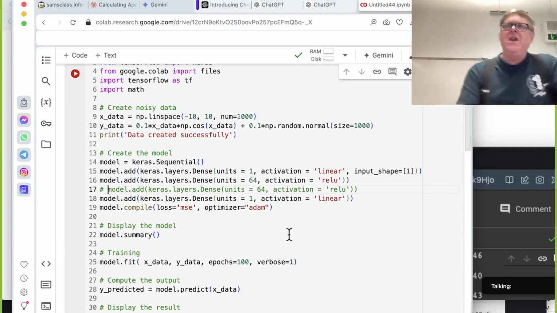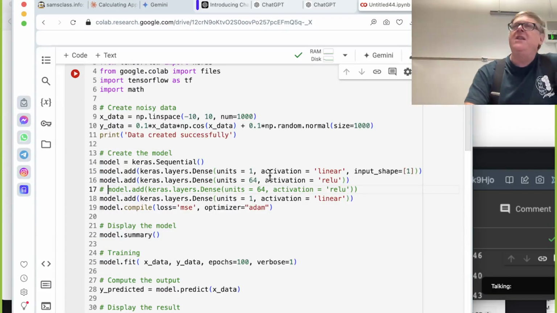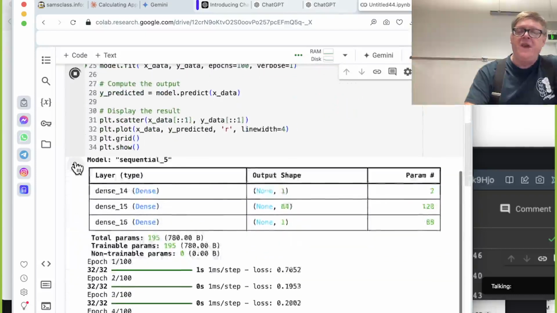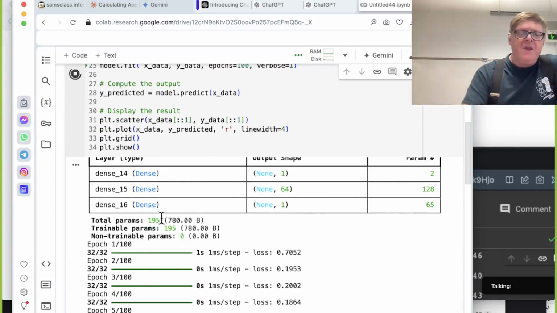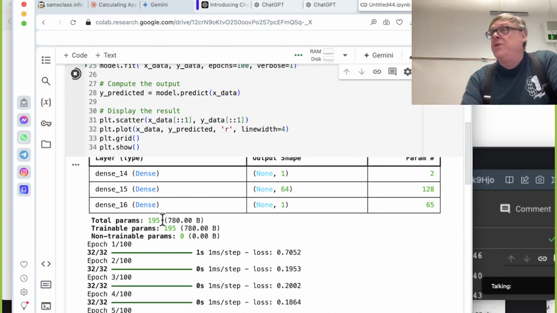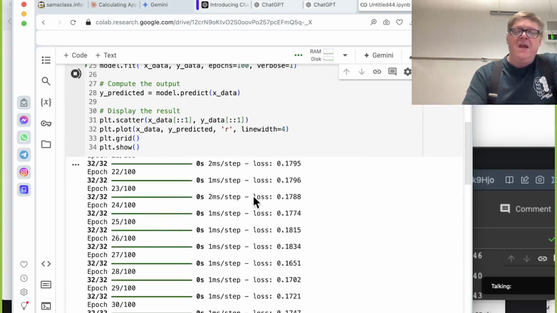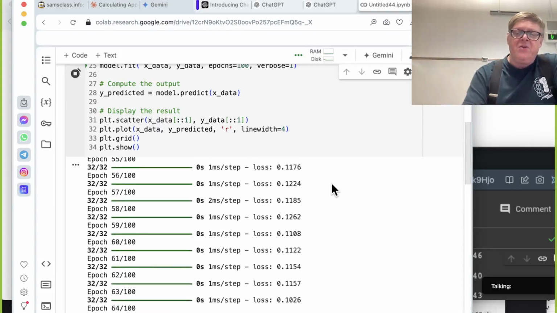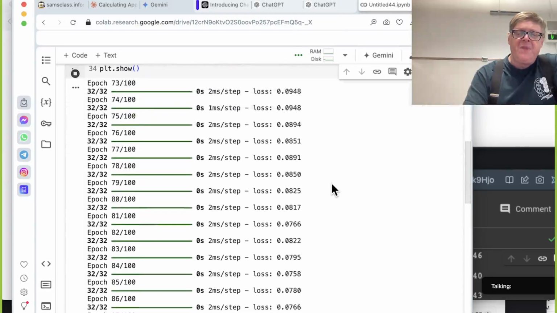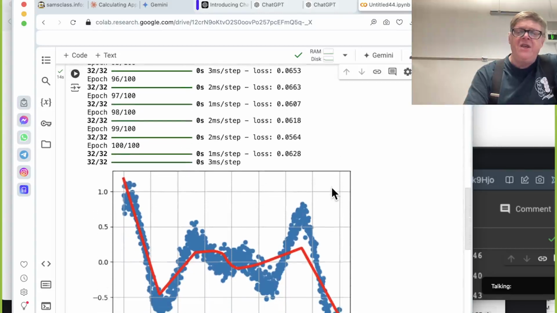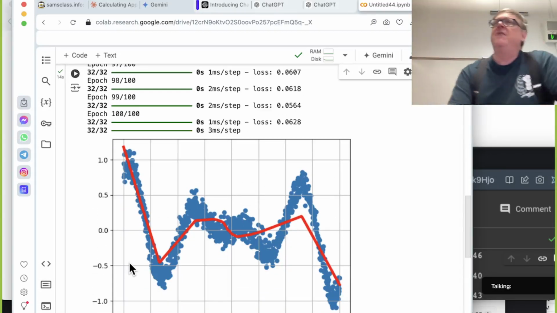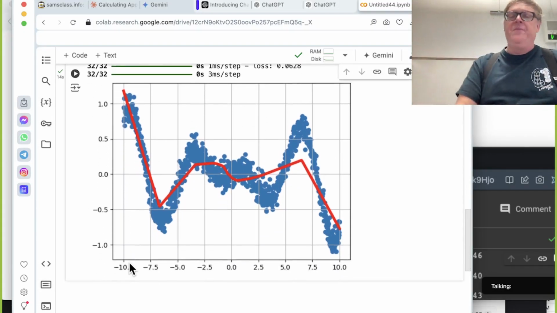There we are. So now I have the input layer, I have one hidden layer of 64, and the output layer instead of two hidden layers. So it's going to have a much smaller number of parameters and presumably make an inferior fit. Now it's only got 195 parameters instead of 4,000. And the loss is still going down, but there we go. As you see, it's a much inferior fit. That's not following all the shape of the dots anymore.